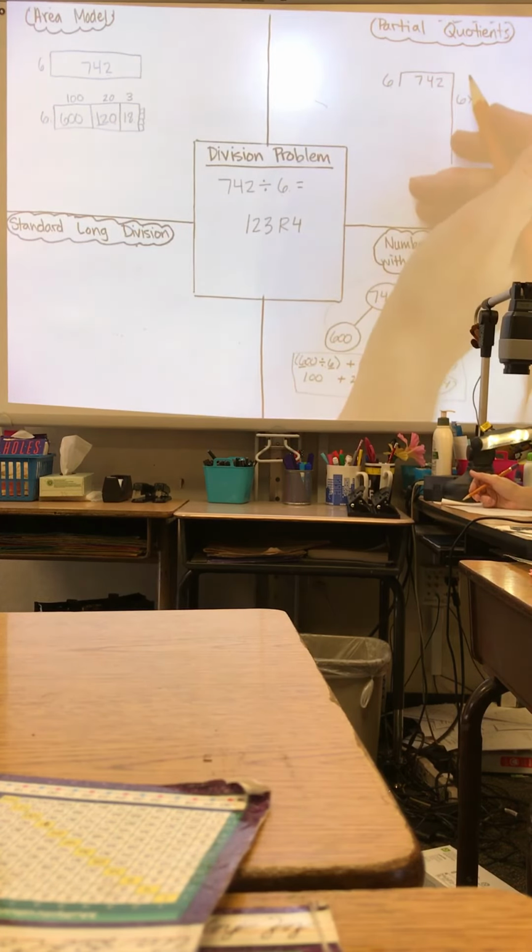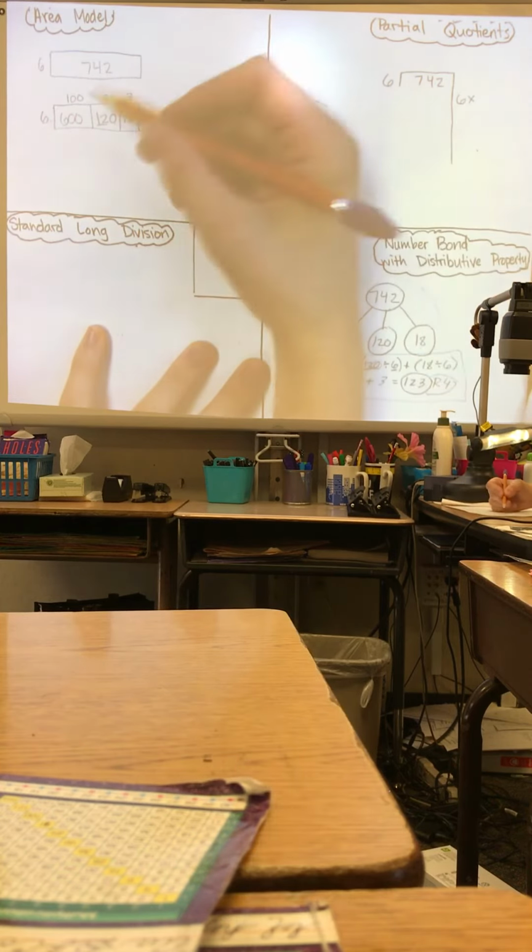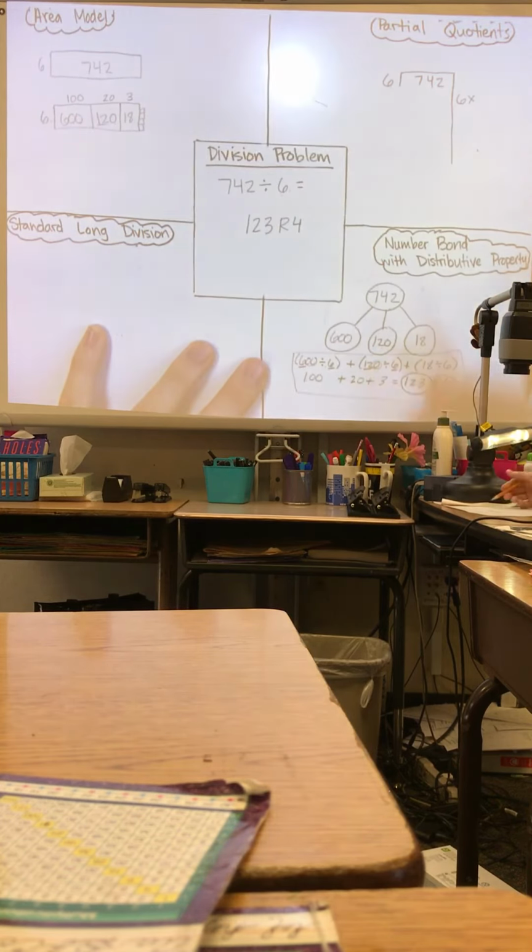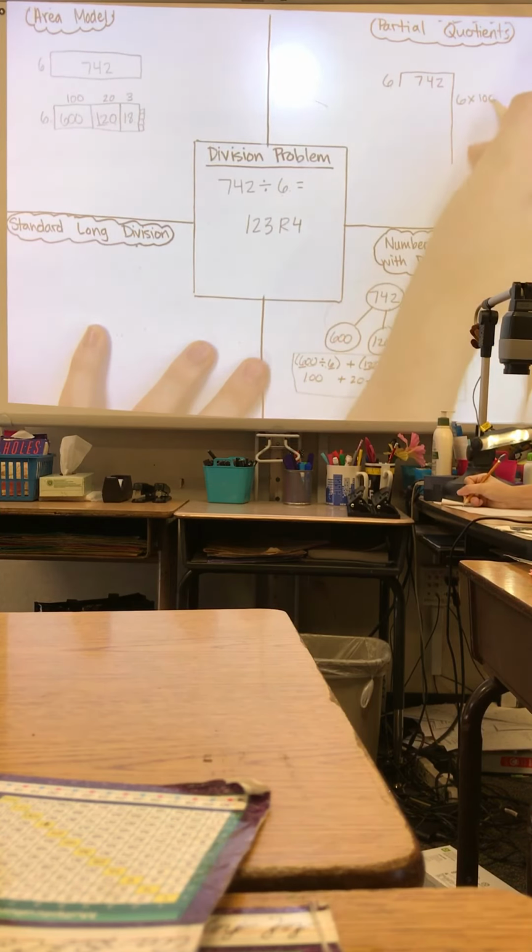Can 6 times something equal 700? No. Can 6 times something equal 600? Yes, I know something can. I already know that from here and here as well, that 6 times 100 will equal 600. Then I'm going to subtract to see how much I have left that I still need to divide by 6.